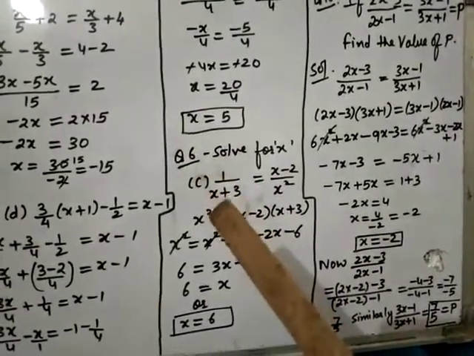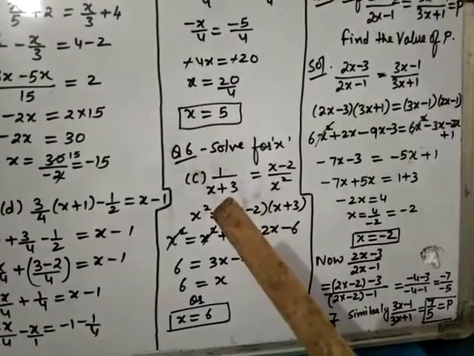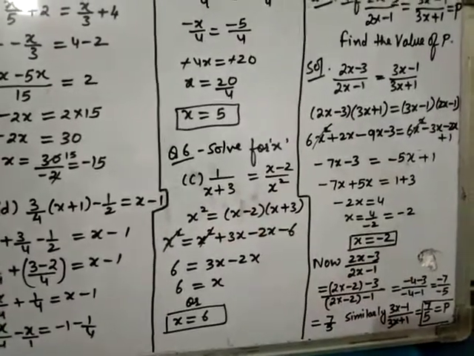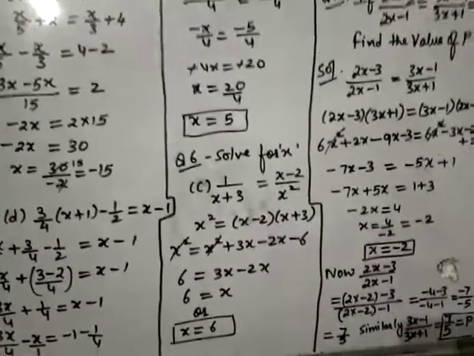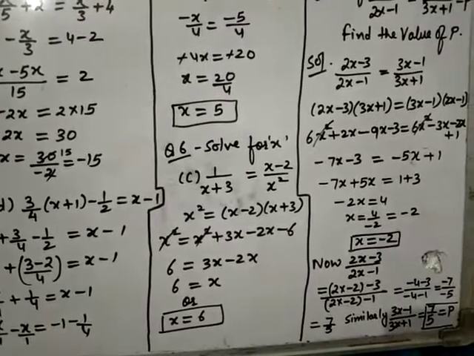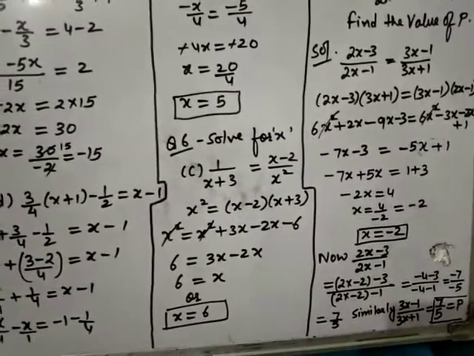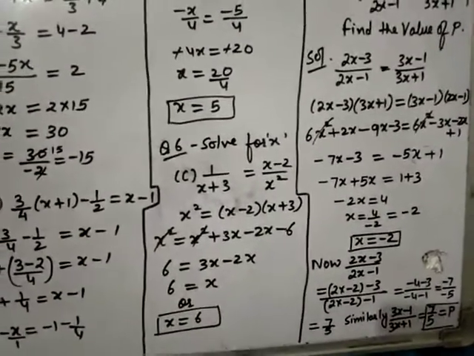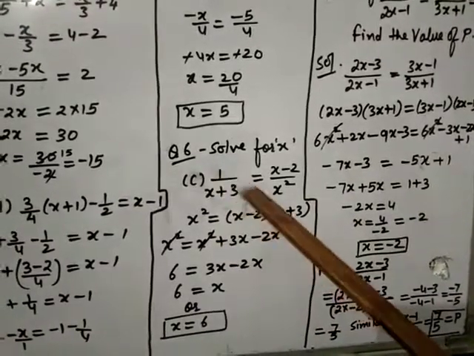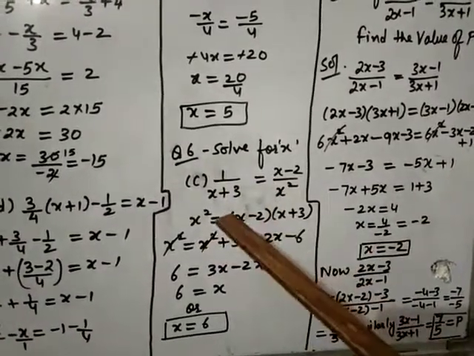Solve for x. Again we are seeing the two portions, that is left hand side and right hand side. Do the cross multiplication. So 1 into x square is x square, 1 into x square is x square, x minus 2 into x plus 3.